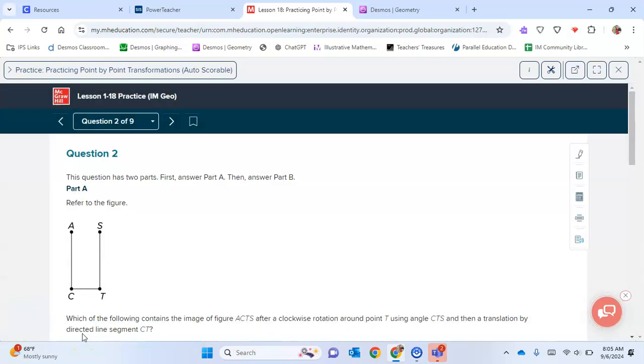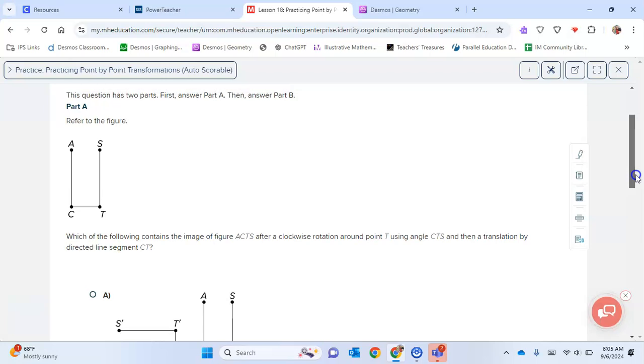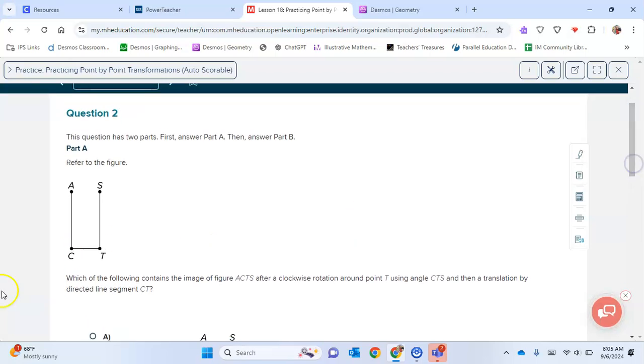Question 2. This question has two parts. First answer part A, then answer part B. Which of the following contains the image of figure ACTS after a clockwise rotation around point T using angle CTS? CTS is a right angle, and then a translation by directed line segment CT.